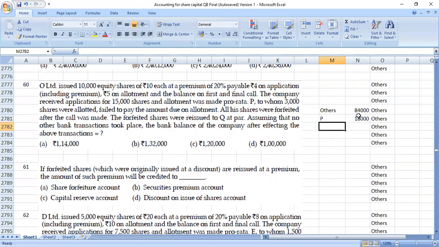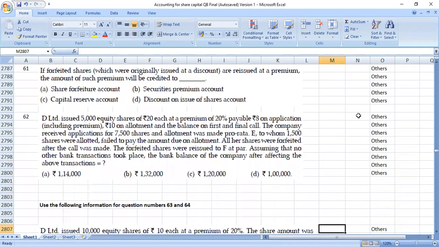Adutthu Qkku adhe shares vandhu reissue pannittaanga. So P-oda 3,000 shares at par, so 10 rupees. So the total amount in the bank will be 1,32,000. Understood, children? If the forfeited shares which were originally issued at discount are reissued at premium, this question is not part of syllabus because you cannot originally issue shares at discount. Sorry for putting it here.